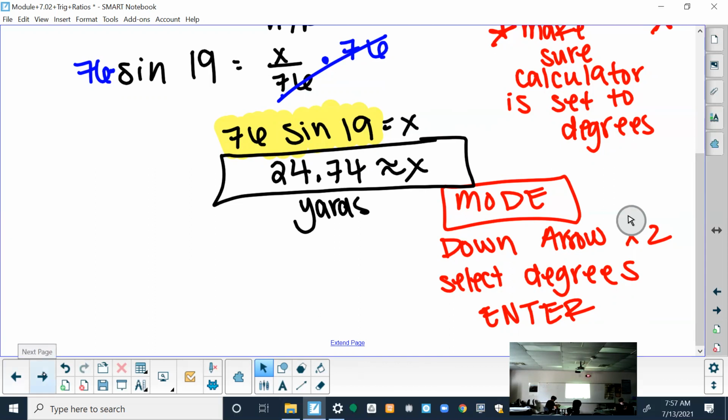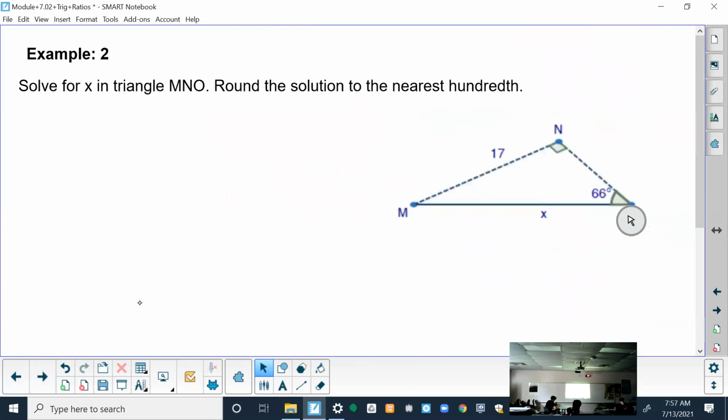All right, so then on page 2, towards the top, example 2, we're solving for x in triangle MNO. Round the solution to the nearest hundredth. So kind of label your side, see what you're working with. What side is angle x referring to? Or not angle x, what is side x? Is it opposite, adjacent, or hypotenuse?